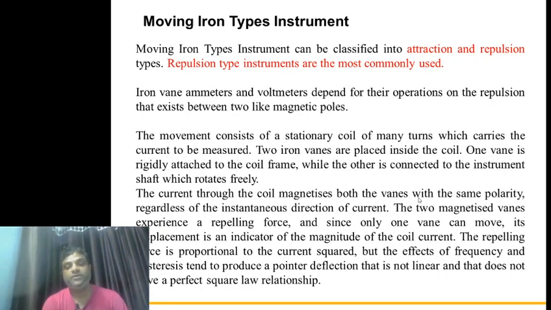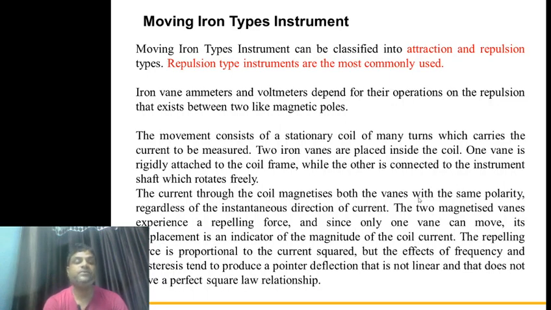So the current through the coil magnetizes both the vanes with the same polarity. We have already seen the polarity is N and S in both cases, regardless of the instantaneous direction of the current, because once the direction is changed, polarity will change. So ultimately the polarity will be the same. The two magnetized vanes experience a repelling force, and since only one vane can move, its displacement is an indicator of the magnitude of the coil current.